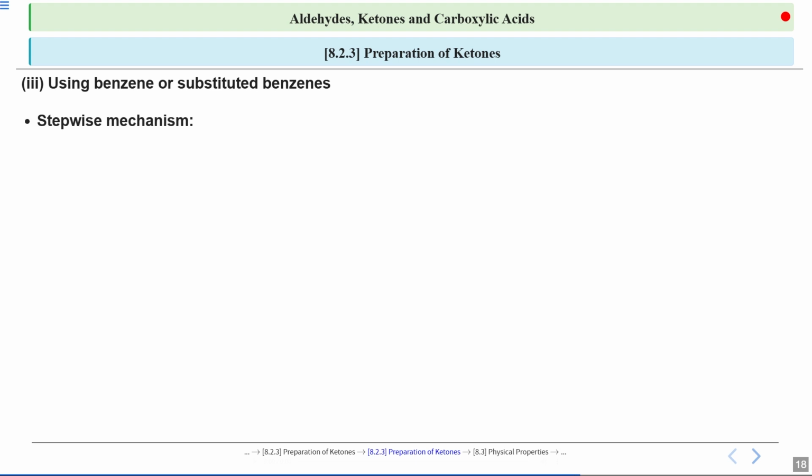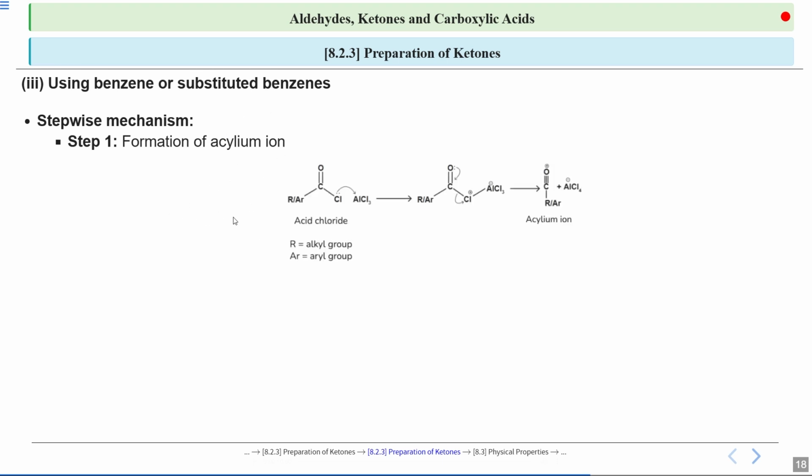Now let us see the stepwise mechanism. The first step is formation of the acylium ion. This ion is a positively charged species. You will see when you react acyl chloride with AlCl3, the Cl gets attached to AlCl3, and further you get an acylium ion. That is, the lone pair of oxygen comes down and makes a carbon-oxygen triple bond, and this leaves from here. So finally you get an acylium ion, and this is a positively charged species.